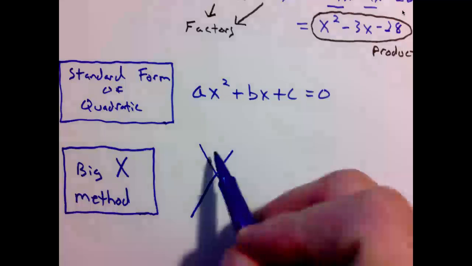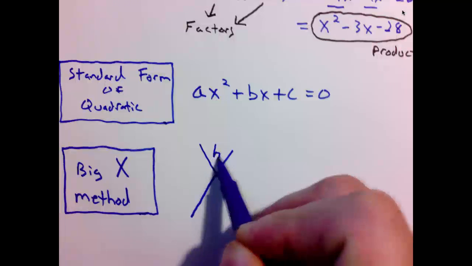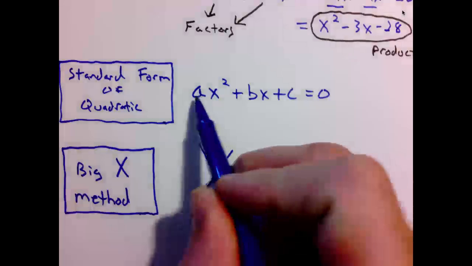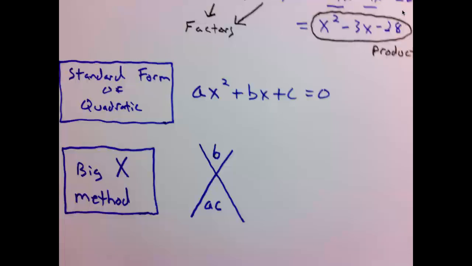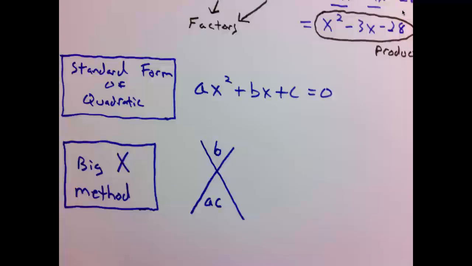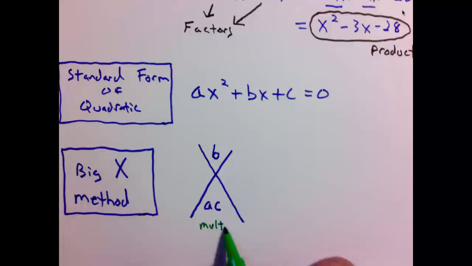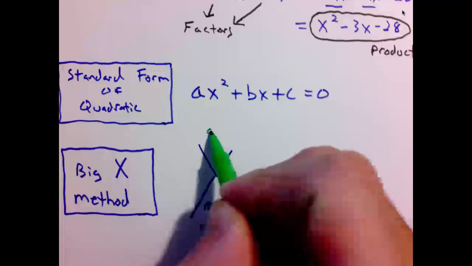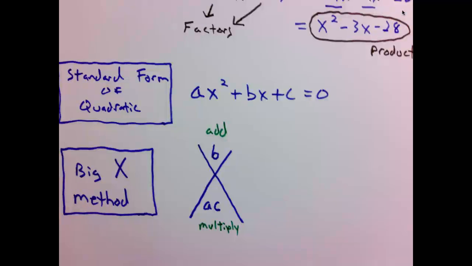This is just a little chart for separating out our terms. In our big X method, we're going to put b from this standard form in the top here, and then in the bottom we're going to multiply a times c. And our goal is going to be to find some terms that multiply to give this, and then add to give this. Alright, let's do an example.